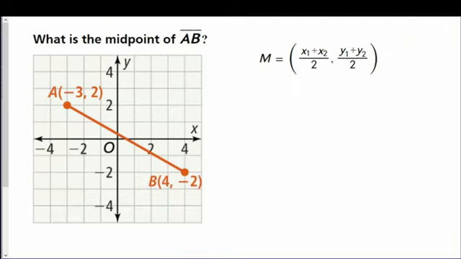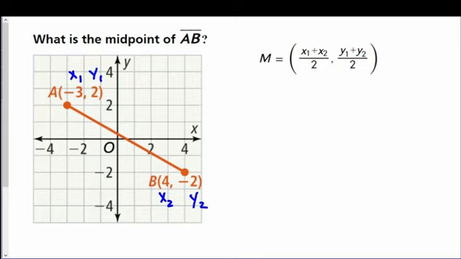Let's take a look at an example. What is the midpoint of segment AB? So up here I have our formula to remind us how to do this. We're going to average the x values and we're going to average the y values. So I'm just going to label my x1 and y1 and my x2 and y2 just so I can keep track a little bit easier. And I'm just going to follow the formula.